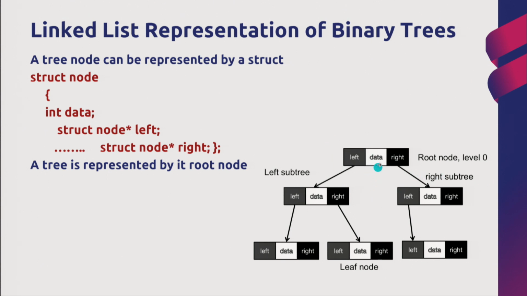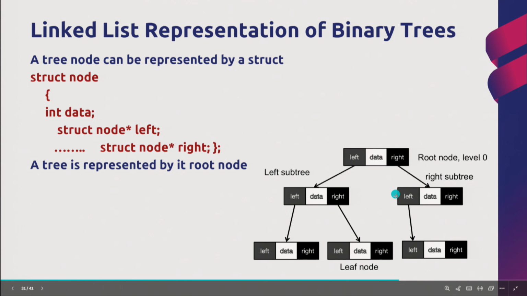So here we have the root node and its left and right pointers, and if suppose the tree doesn't have any left and right subtree, then these pointers should be null. Otherwise they will be pointing to some other nodes, and that is how we arrive at this final structure.